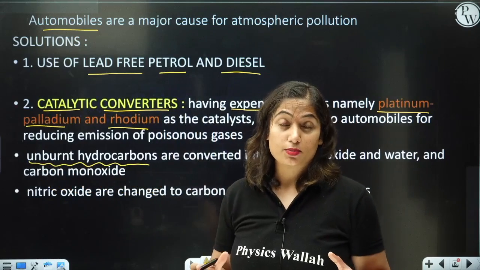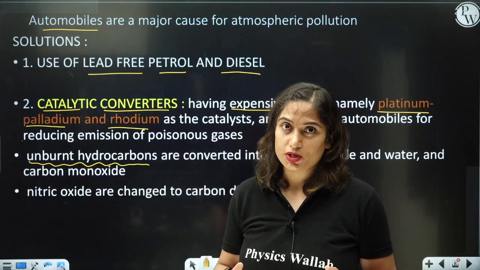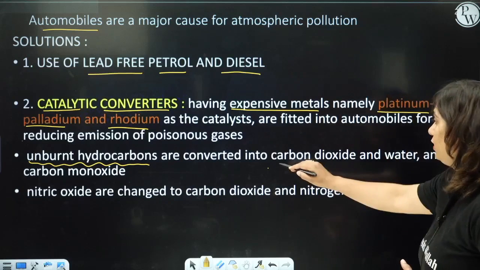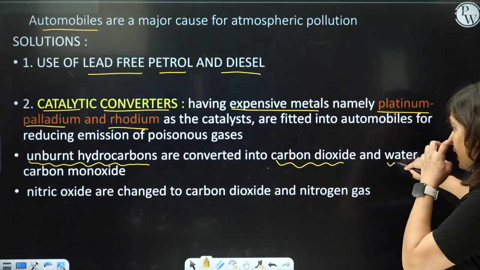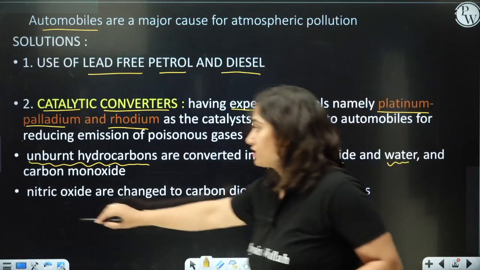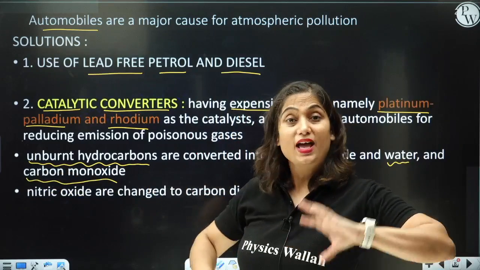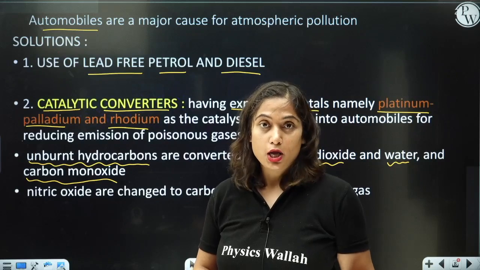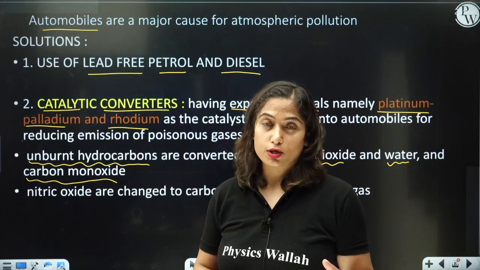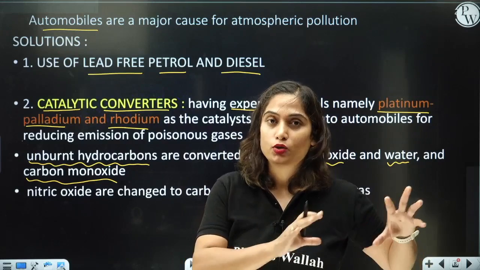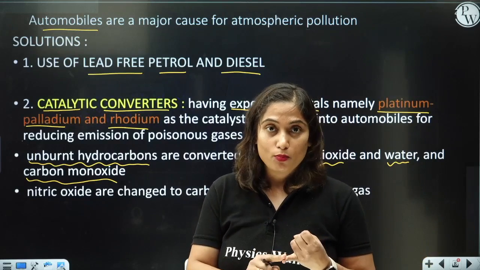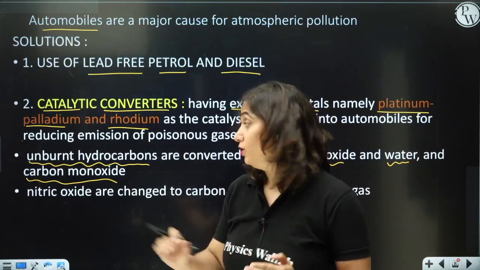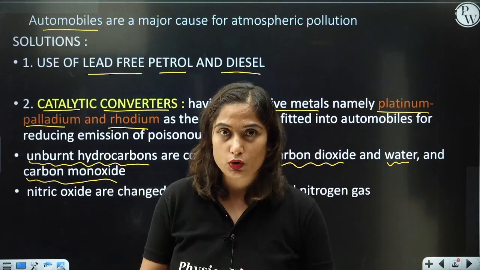Unburnt hydrocarbons are a very major air pollutant. So catalytic converters convert unburnt hydrocarbons into carbon dioxide, water, and carbon monoxide. These are not as harmful to the air as unburnt hydrocarbons are. So the function of a catalytic converter is to convert unburnt hydrocarbons into carbon monoxide, carbon dioxide, and water, which are less harmful as compared to unburnt hydrocarbons.